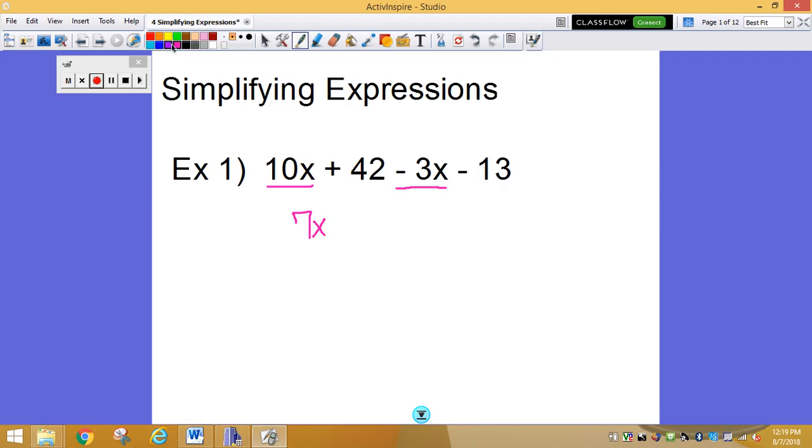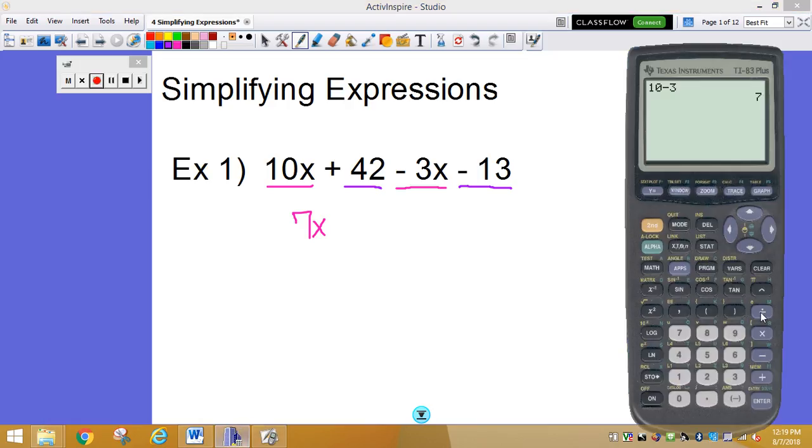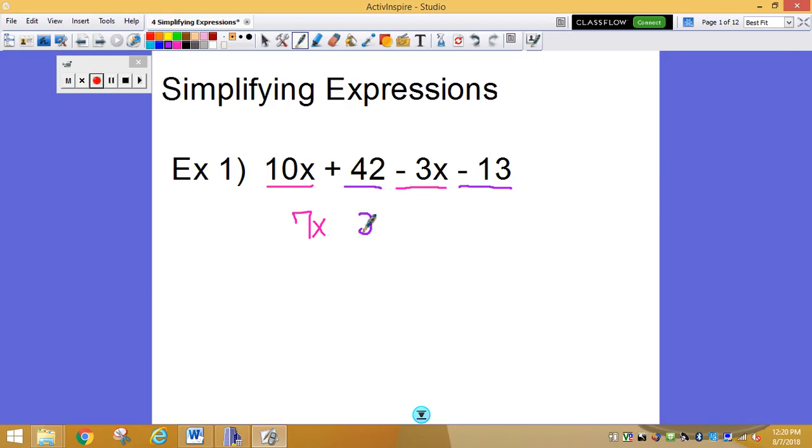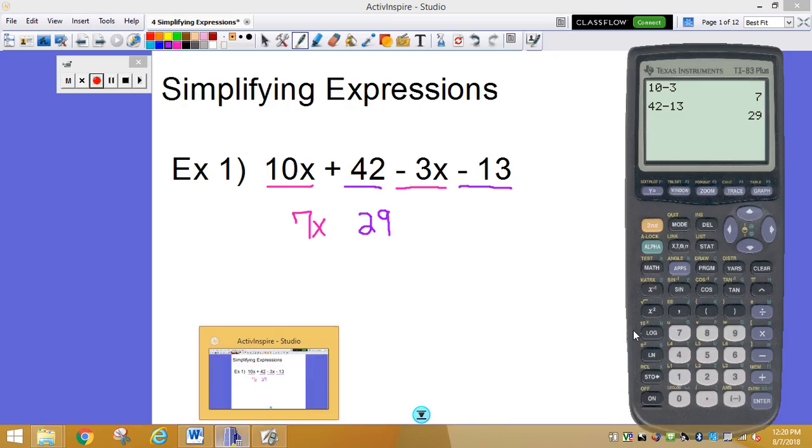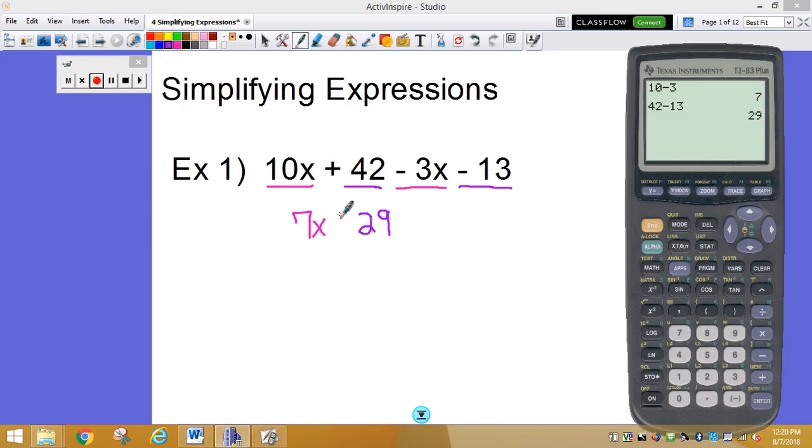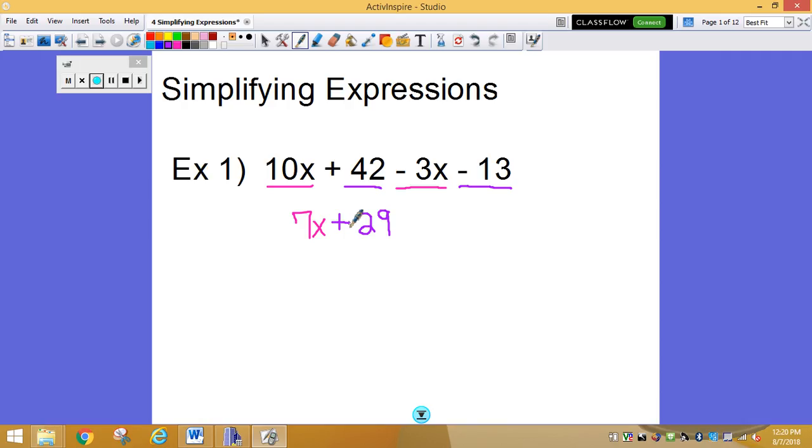Okay, I did my x's. Now I'm going to do my whole numbers. I got a 42, and then I got minus 13. So let's grab our calculator. 42 minus 13 gives me 29. Just like before, the other video that we did, I think it was lesson 1, if you get a positive answer, which we did, we got positive 29, then that means your sign is going to be a plus. If we got a negative answer, our sign would be a minus. Okay, so that's my answer for example 1, 7x plus 29.